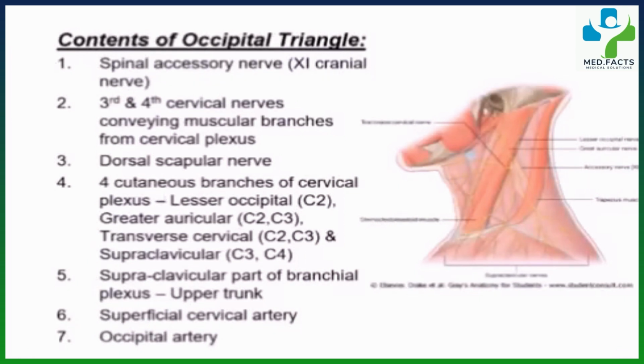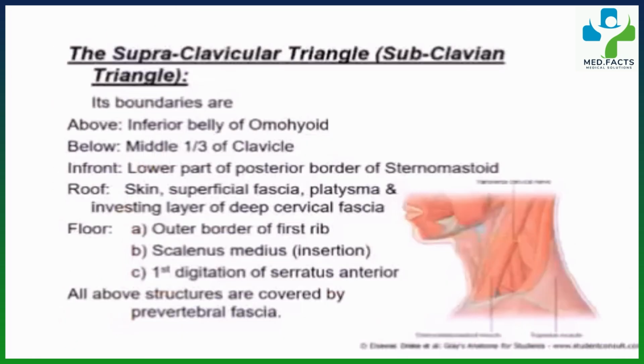Whenever we ask you about the triangles, you should first of all mention the boundaries, then the second important thing you have to mention is the contents. Now coming to the second triangle in this posterior triangle: what we have seen is the larger triangle, the occipital. Now we are talking about the small triangle. This is called the supraclavicular triangle, also called the subclavian triangle.